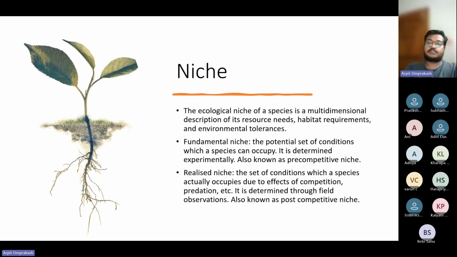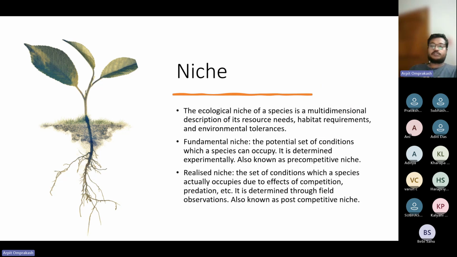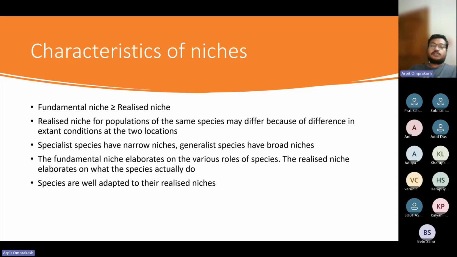And always the realized niche is lesser than or equal to the fundamental niche. If there is no competition, predation, or any other effects, realized niche will be equal to the fundamental niche. So the organism or the species will occupy all the potential set of conditions which it can occupy. But if there is some other effect, then the niche is shrunken and we have a smaller niche which we call the realized niche. So the first thing is fundamental niche is always greater than or equal to realized niche. Realized niche can never be greater than fundamental niche.